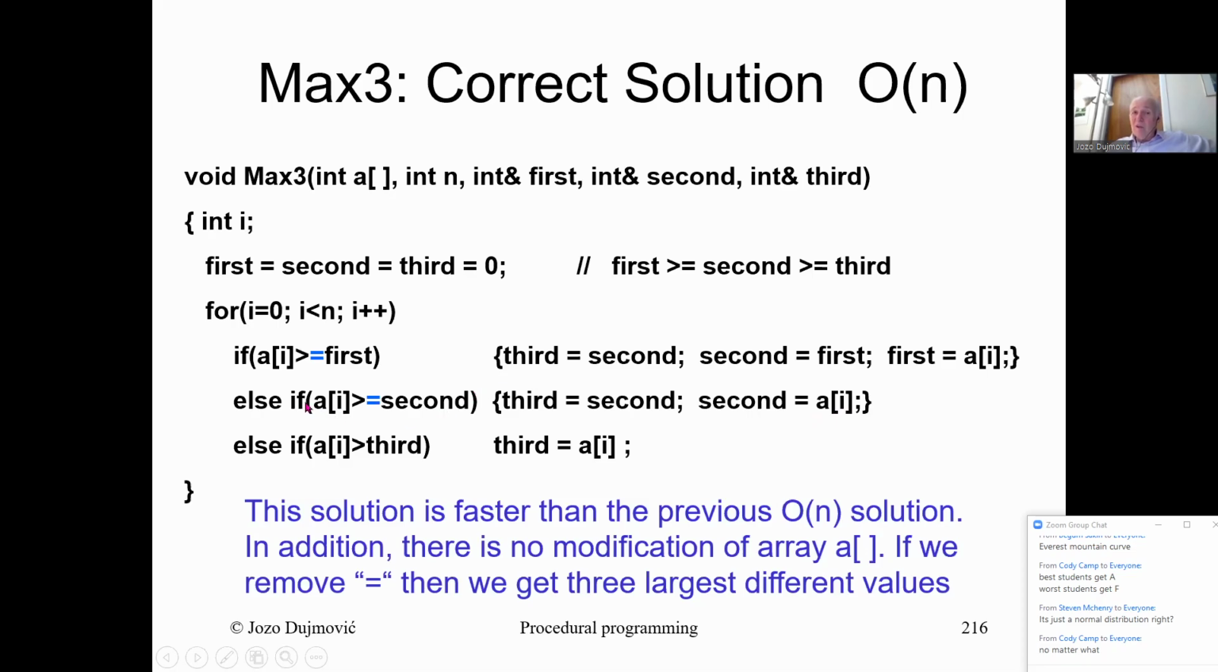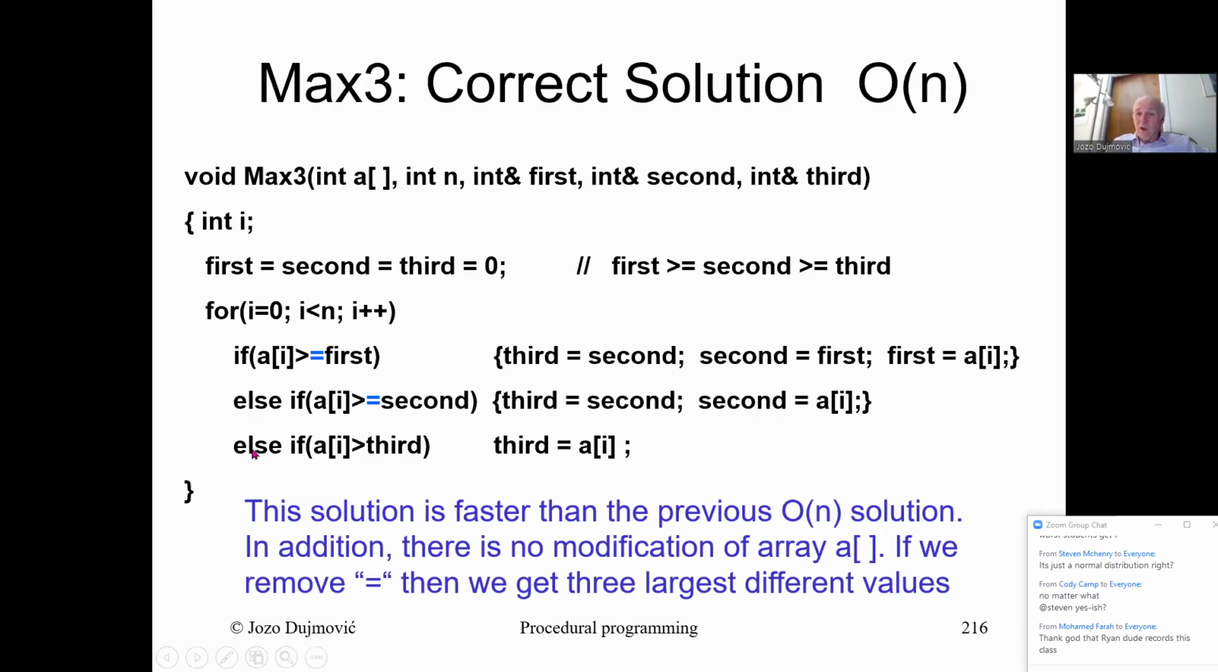Then, if it is not greater than first, not greater than second, but it is greater than third, the only thing that has to be done is put the new third. Third is A of I. And you go once through the array from the beginning to the end, and we create the three largest values. If you remove this equality, then you have three largest different values, if this is the problem that we want to solve.